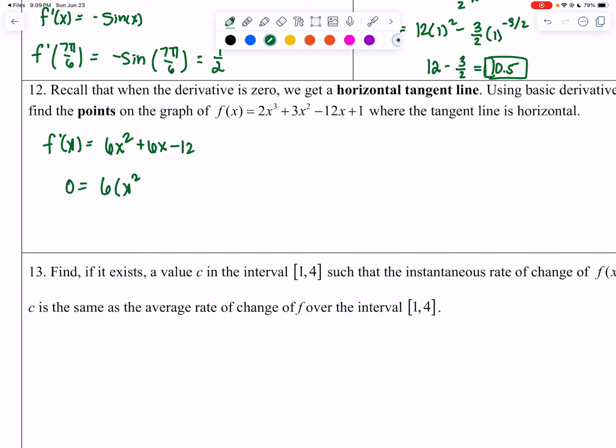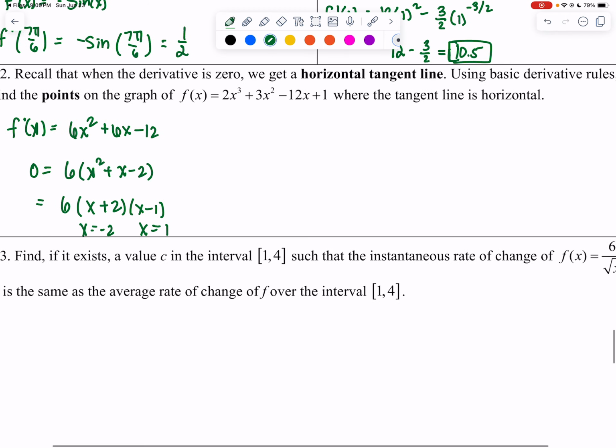I am going to simplify that, and I'm going to factor that. Let's see, that's plus 2 minus 1. So I get x is equal to negative 2, and x is equal to 1. All right, so we have an x value of negative 2, and we have an x value of positive 1, and we're trying to find the points on the graph of f of x.